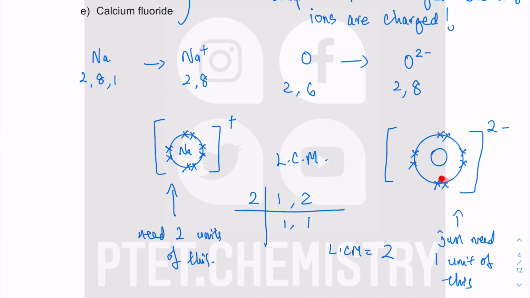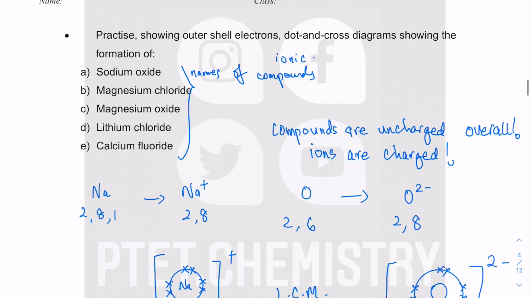Full does not always mean 8. Be careful, because helium is the second element in the periodic table. Helium is in the first shell. Maximum you can have for helium is 2 electrons in the first shell.